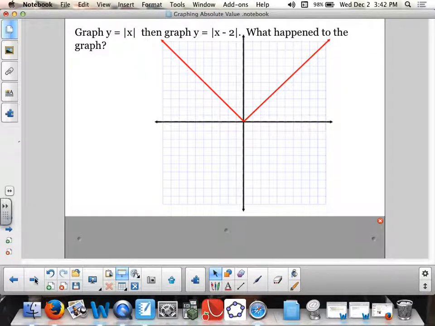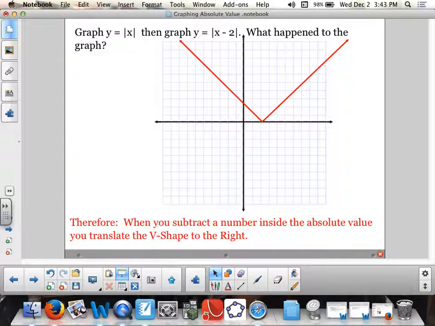Lombardi, that's mind-blowing. So if we subtracted a value inside the absolute value, that must mean we shift to the right. Is that right? That's it, girl. There we go. So we're going to shift to the right. To the right, when it's subtracting inside the absolute value.